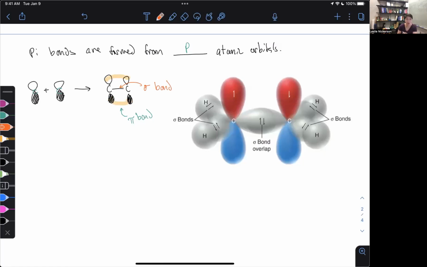Okay, so our sigma bond here is that electron density in the middle, which is what we have shown right here. Again, that sigma bond is made up of hybridized orbitals. And then our pi bond is made up of these p orbitals that are perpendicular to that, okay? So they're going to have more electron density in the top and in the bottom, above and below those atoms.